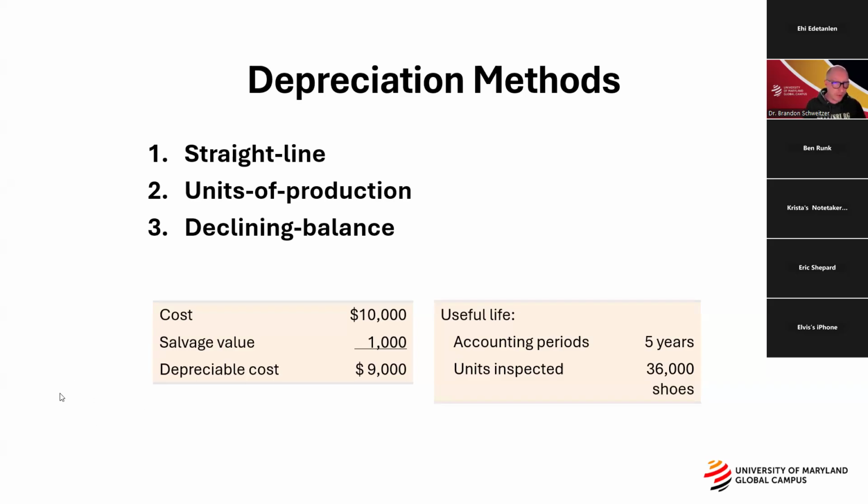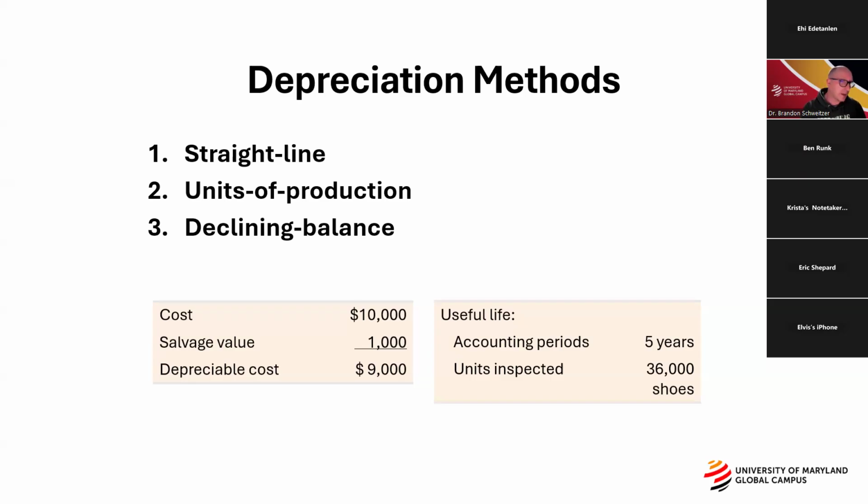So here we have some information. And this is for a piece of machinery that the shoe company is looking to purchase. So here's the data that we have. We have the cost of the machinery, $10,000. The salvage value of the machinery, $1,000. Remember, salvage value is the value of the machinery at the end of its useful life, what we think it should be worth at the end of its useful life.